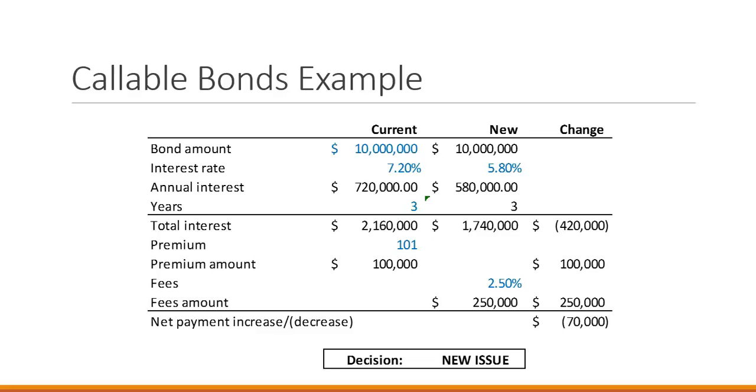The savings on the interest payments more than offset the premium payment as well as the fees on the new issue. And the decision for the company would be to do the new issue. Call the bond, pay the premium, issue new bonds at a lower interest rate, pay the fee for the new issue, and over the 3-year period, the net result will be a decrease in cash outflow, or a cash flow savings to the company of $70,000.